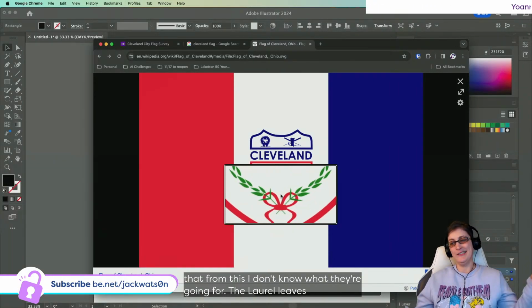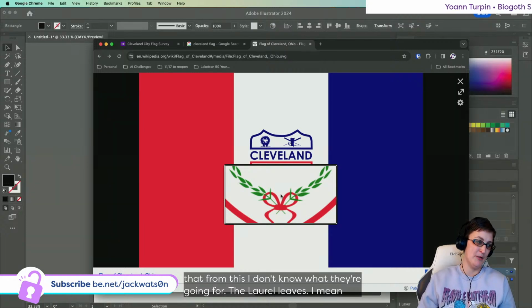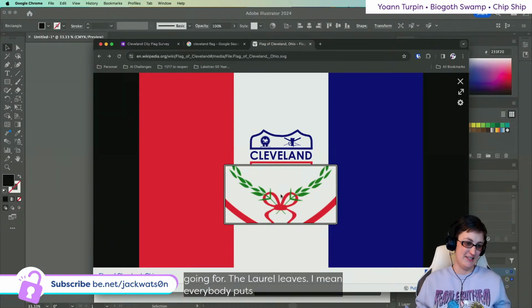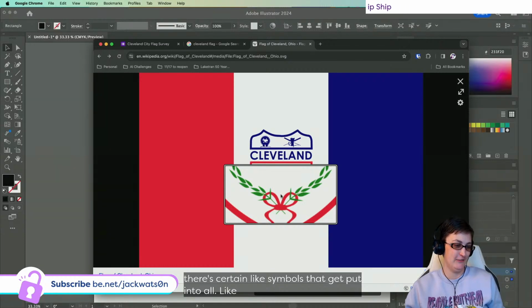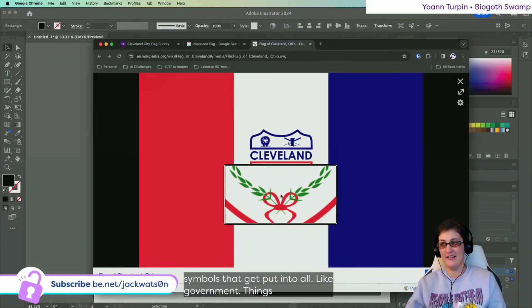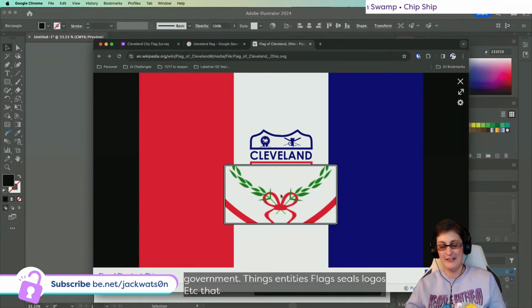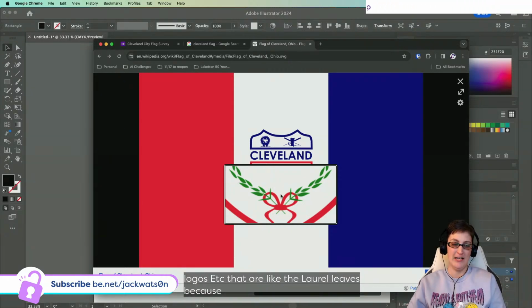The laurel leaves. I mean, there are certain symbols that get put into all government things, entities, flags, seals, logos, etc., like the laurel leaves, because of what they symbolize.